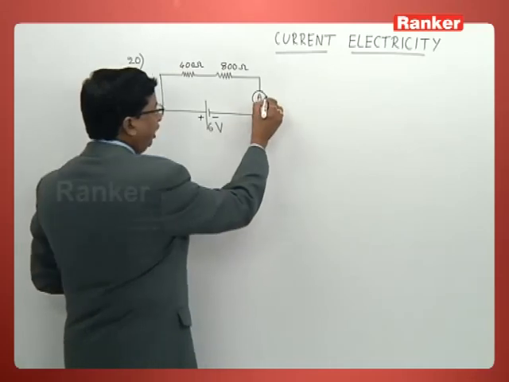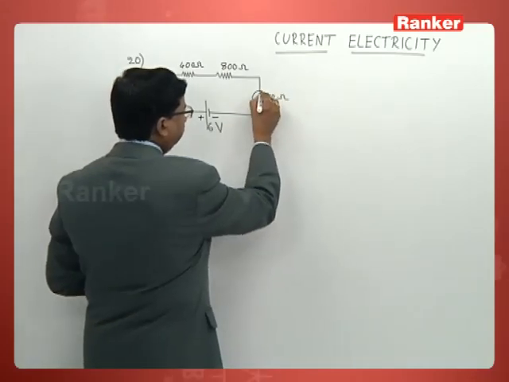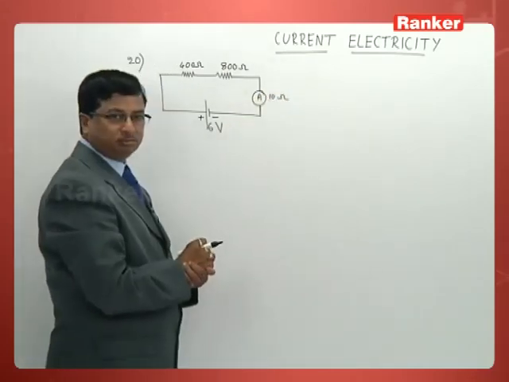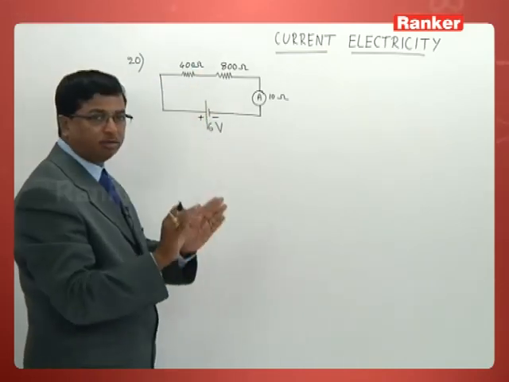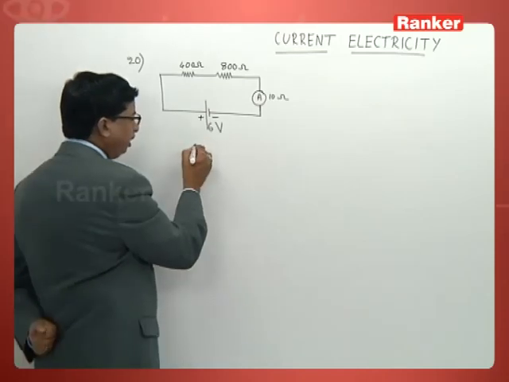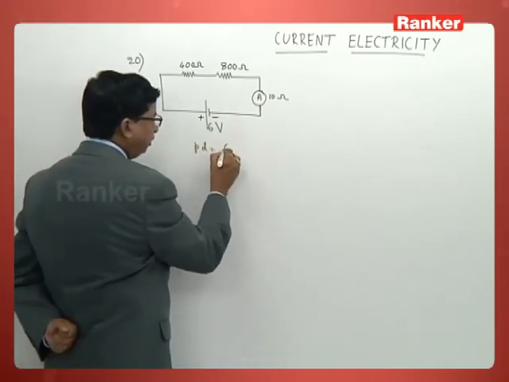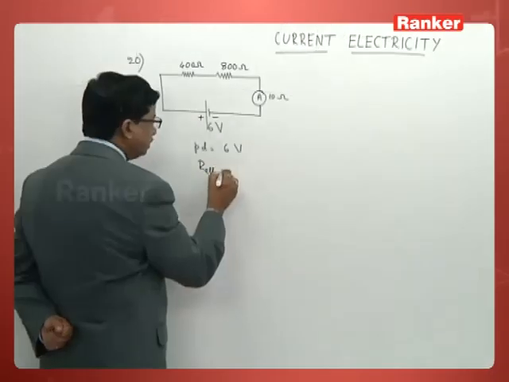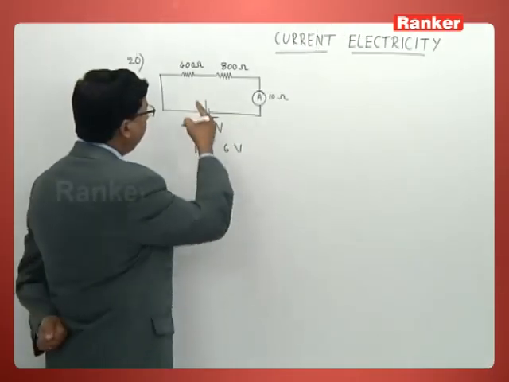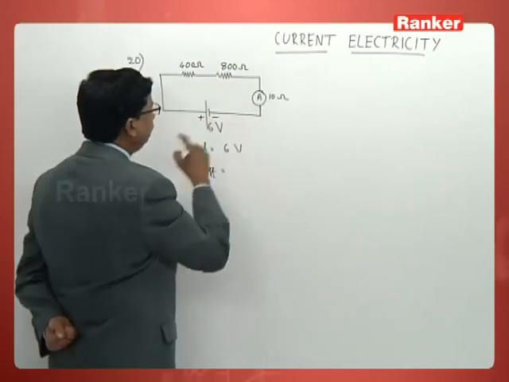Ammeter of 10 ohm resistance, he said. So what you should understand is, what is the total current across the system, is the question. Simply you take what is the potential difference applied, and what is the effective resistance of the system? What will be the effective resistance? All are connected in series.